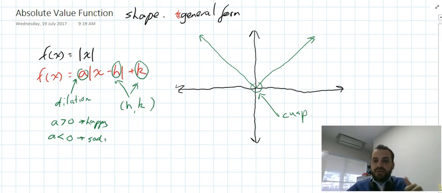Alright, that's absolute value functions. That's the general shape. You've learned some new terminology, the cusp, which h and k is, the a is the dilation, and the general form can be written as a times the absolute value of x minus h, plus k.